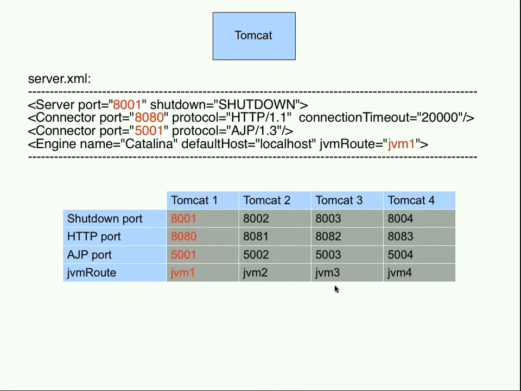Here's a table of the values that I used for the 4 Tomcat servers, and here's how the portion of our server.xml file had to change to accommodate these changes. You can see where I set the shutdown port, the connector port, the AJP or Apache JServ protocol port, and the JVM route.